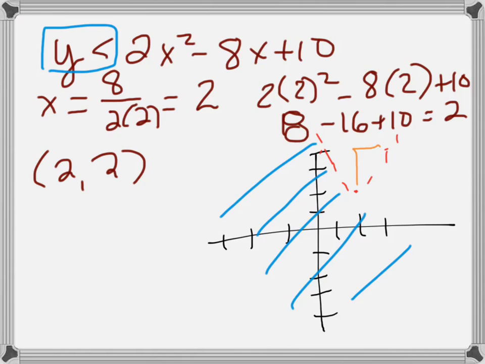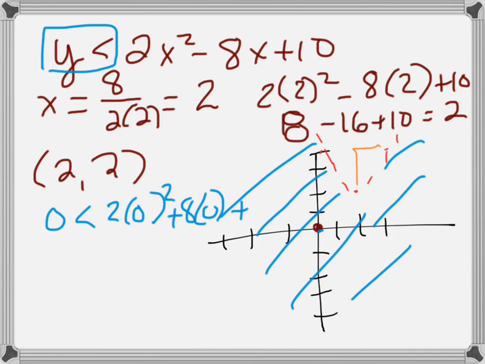So what we're going to do from here is, again, test a point. I'm going to test the point 0, 0. I like 0, 0 because it's easy. So we go ahead and put that into our equation. 0 is less than 2 times 0 squared minus 8 times 0 plus 10. And we get 0 is less than 10, which is a true statement. So our graph is correct.